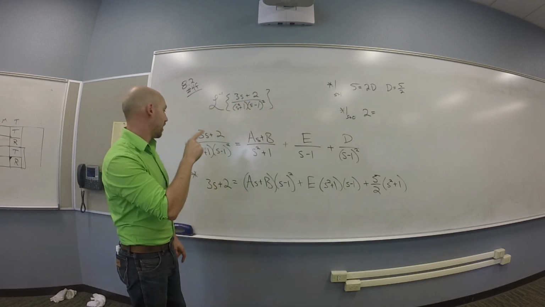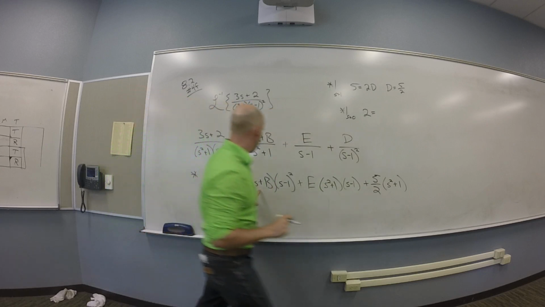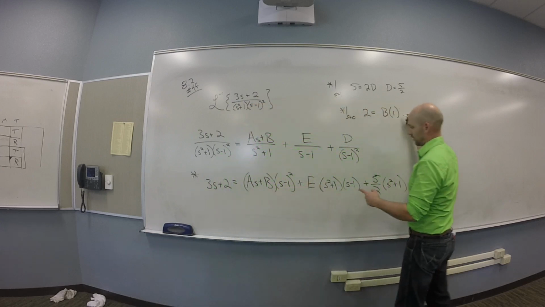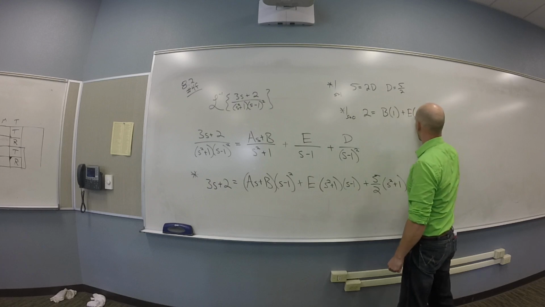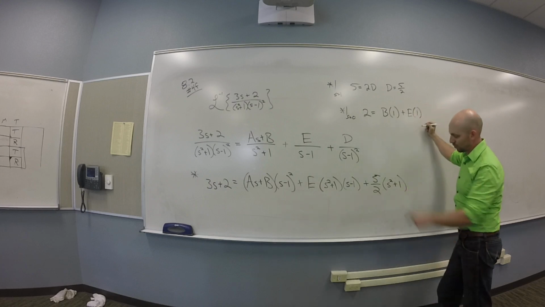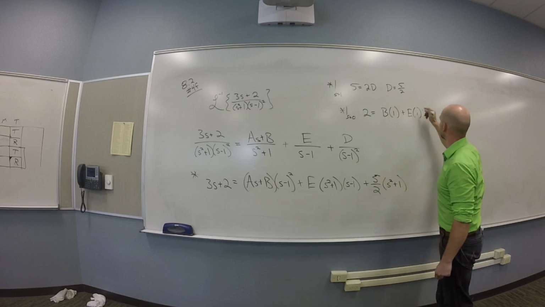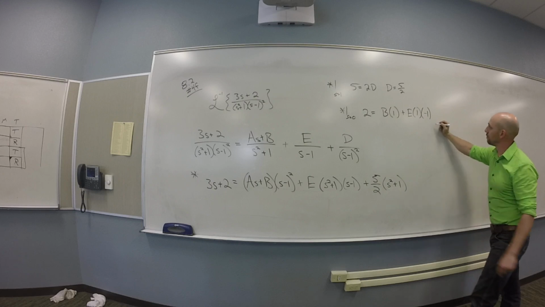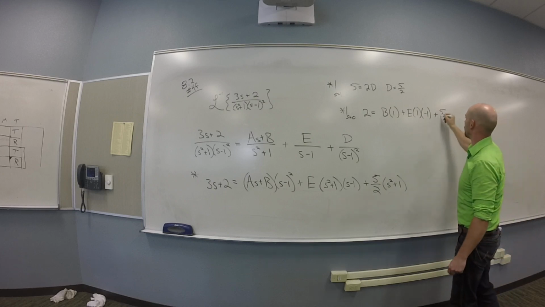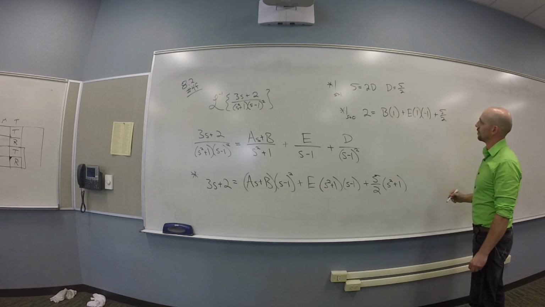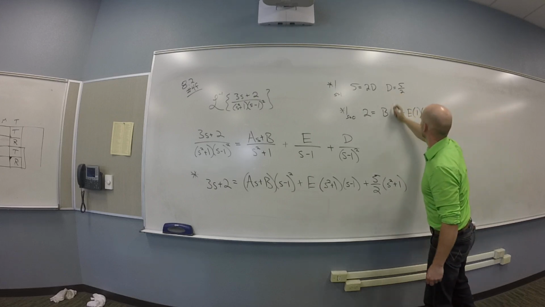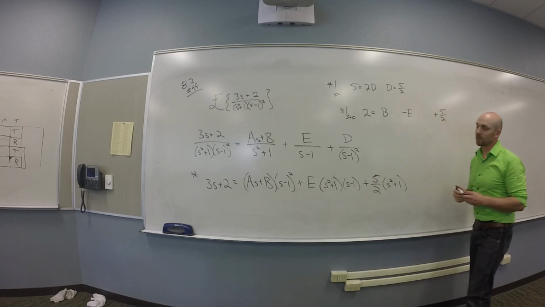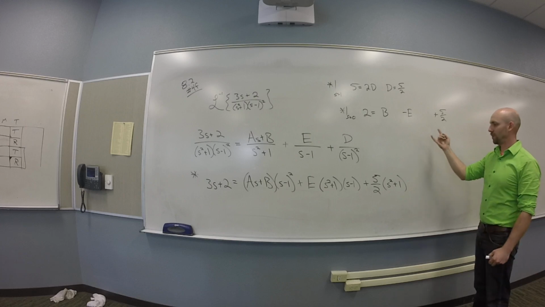So I put s is 0 and I get 2 is b times 1 plus e times 1. Oops. Minus 1. How about b times 1 times minus 1? And then plus 5 halves. Okay, so that one I don't need, that one I don't need, that one I'm just going to write here. Okay, so I got this other equation. That's got b and e in it.